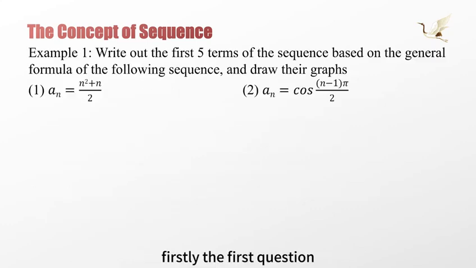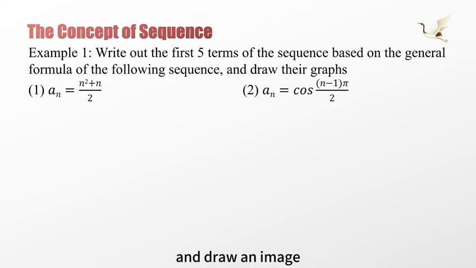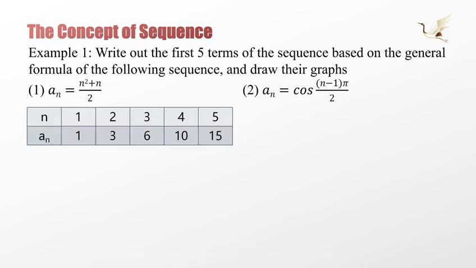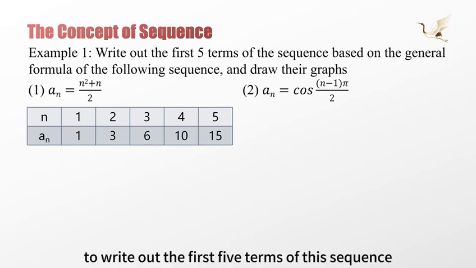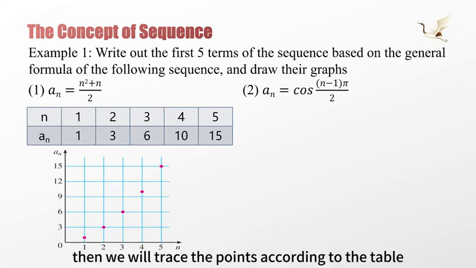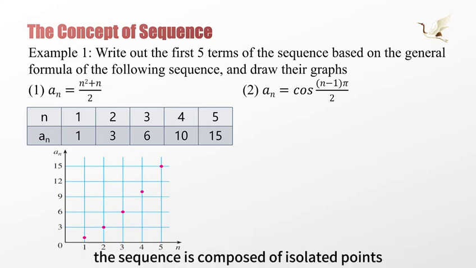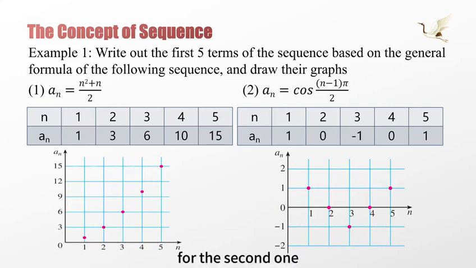Firstly, the first question asks you to write down the first 5 terms of a sequence based on the general formula and draw an image. Let's take a look at the first one, given the general formula. We can use n equal to 1, 2, 3, 4, and 5 respectively to write out the first 5 terms of this sequence, which are 1, 3, 6, 10, and 15. Then we plot the points according to the table. Please note that no lines can be drawn here, as the image of the sequence is composed of isolated points. For the second one, we can use the same method to write out its first 5 terms and draw its image.